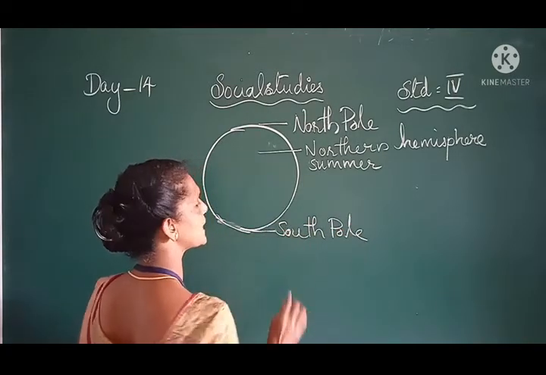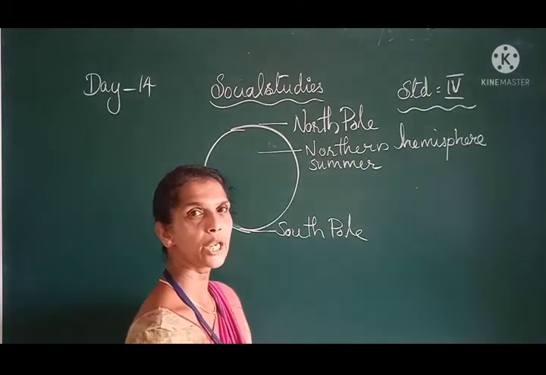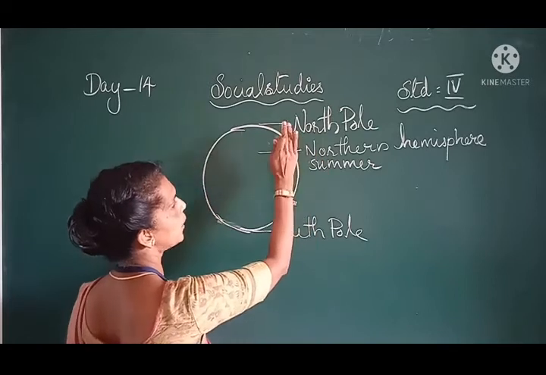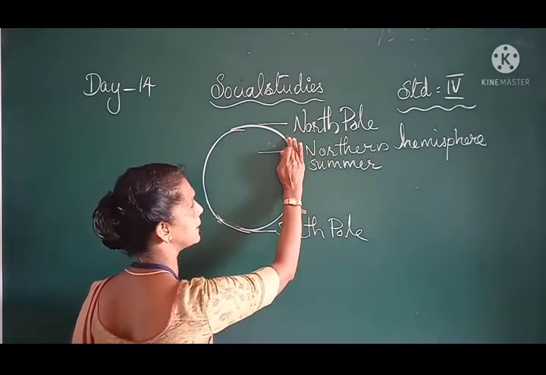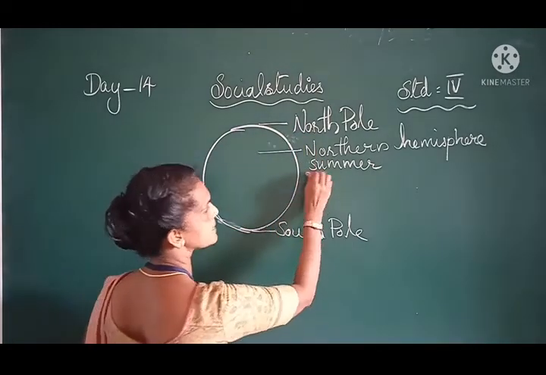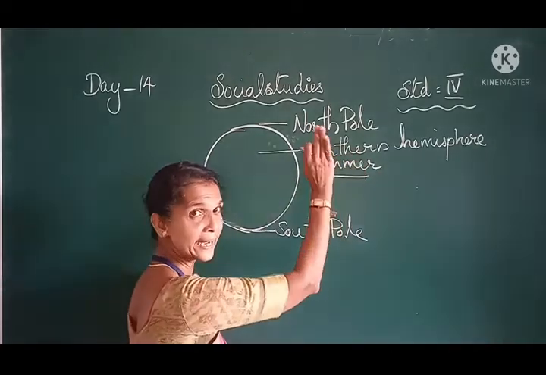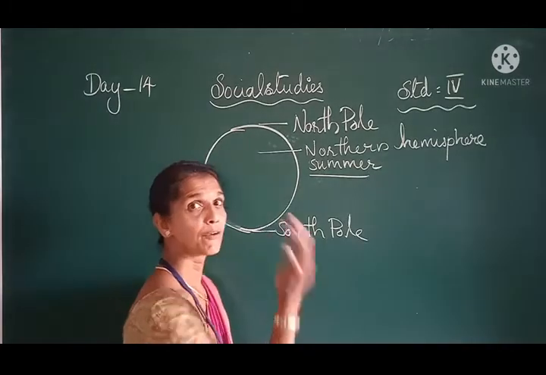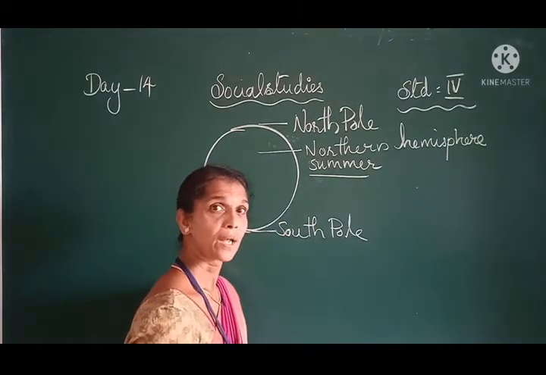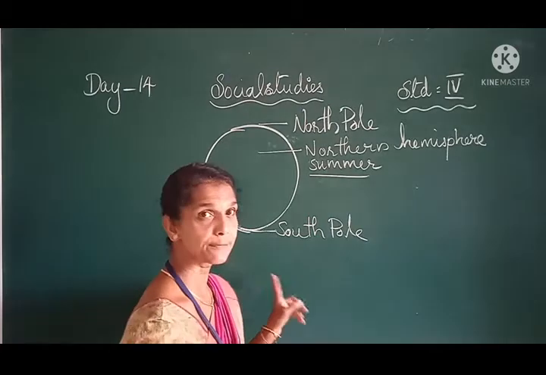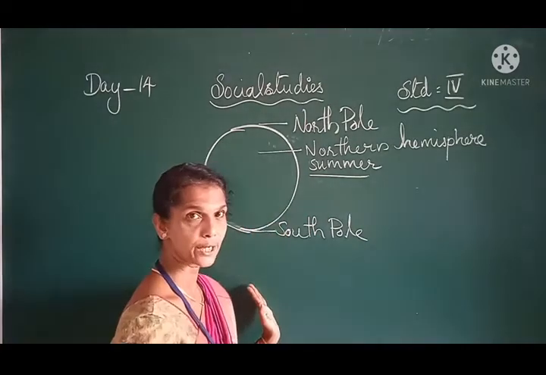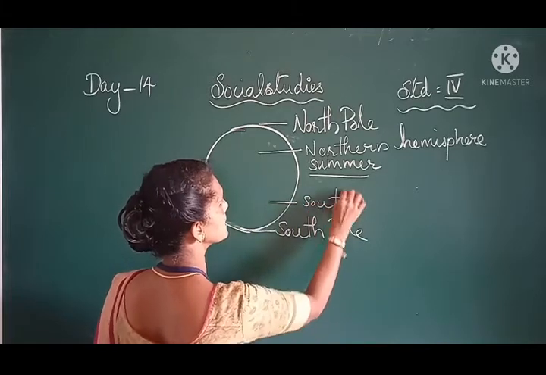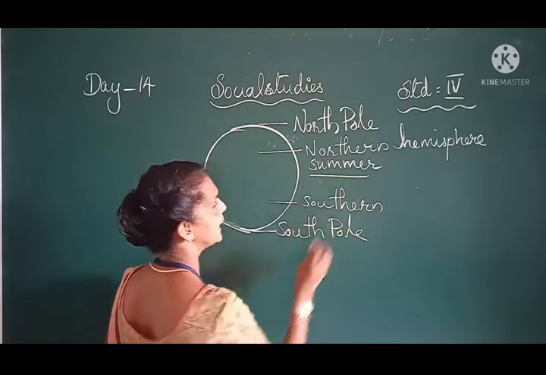Okay, S-O-U-T-H, south, P-O-L-E, pole. So when the North Pole is nearer to the sun, it is summer in the northern hemisphere, and the South Pole is far away. So the southern hemisphere has winter.